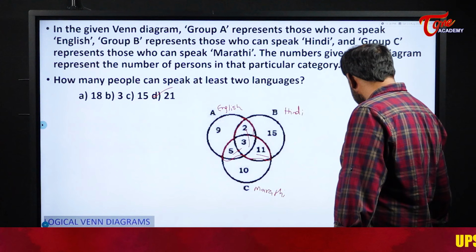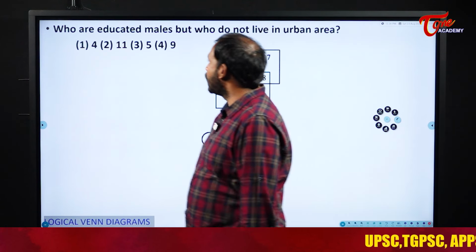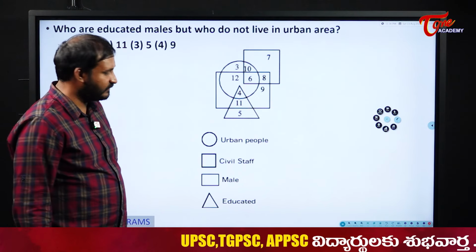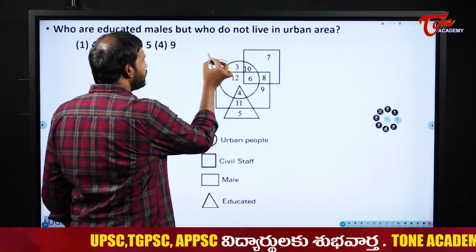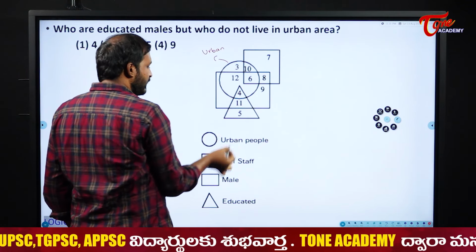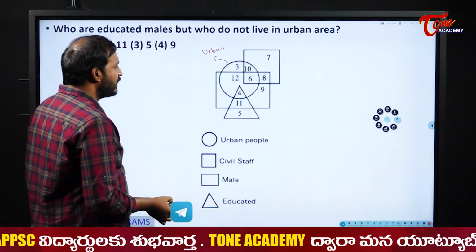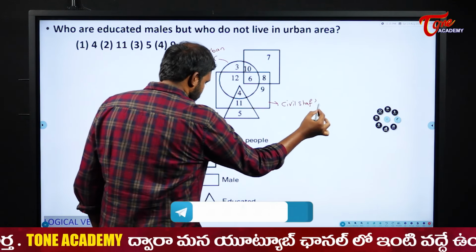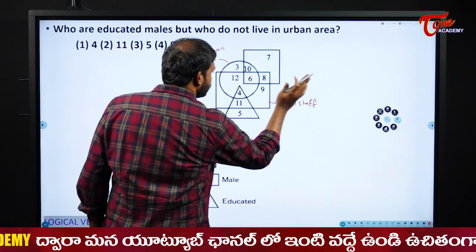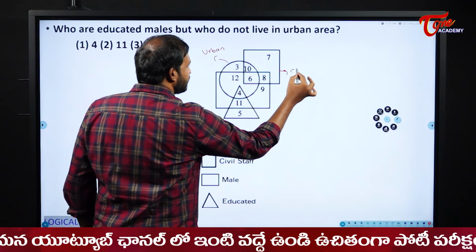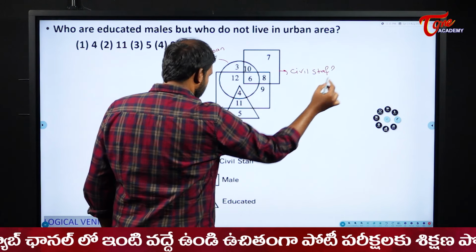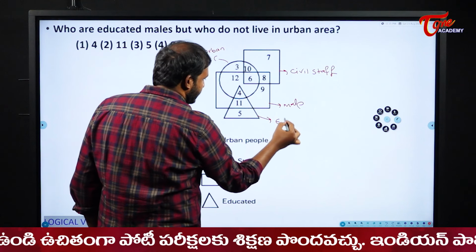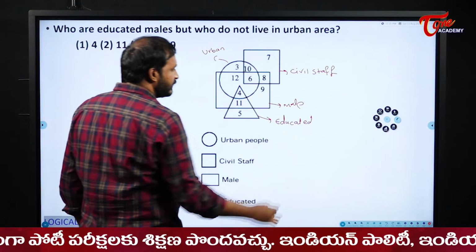Okay, next, see the next one. Now, who are educated males but do not live in urban areas? First, the circle indicates urban areas. Next, the square indicates civil staff. Sorry, here I have the square and circle separately. The square is civil staff, the rectangle indicates male, and the triangle indicates educated.